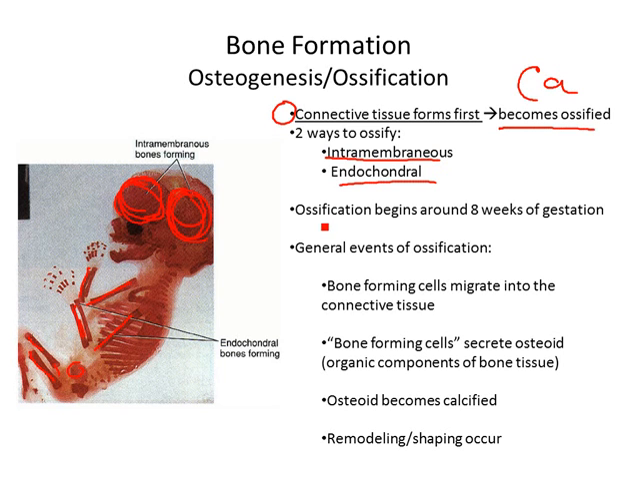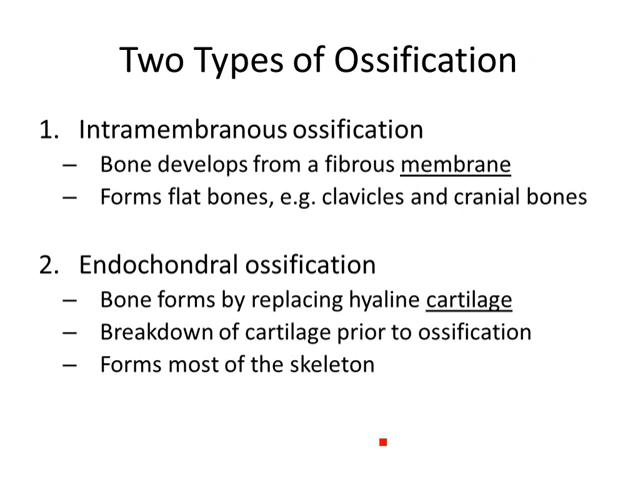You start to see this again at 2 months, or 8 weeks of gestation. The first thing that happens is the connective tissue is laid down. Then the bone-forming cells migrate to that area. Those bone-forming cells secrete the osteoid, which is the collagen fibers and then the hydroxyapatite. That osteoid becomes calcified, and then you have to remodel or reshape the bone. So let's talk about how that works.